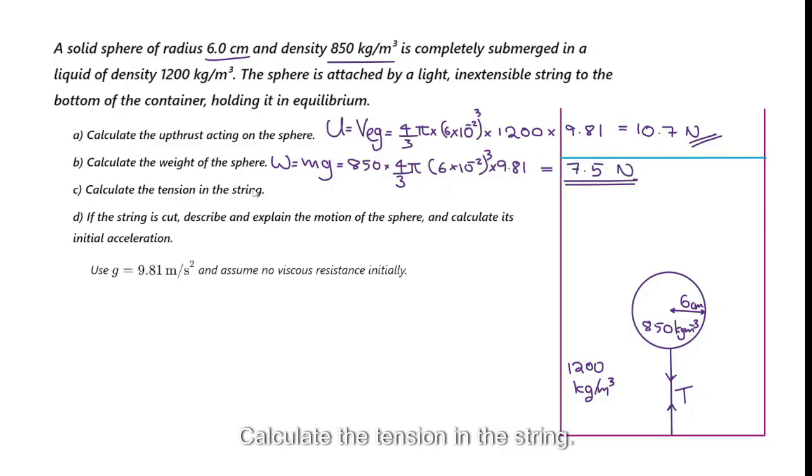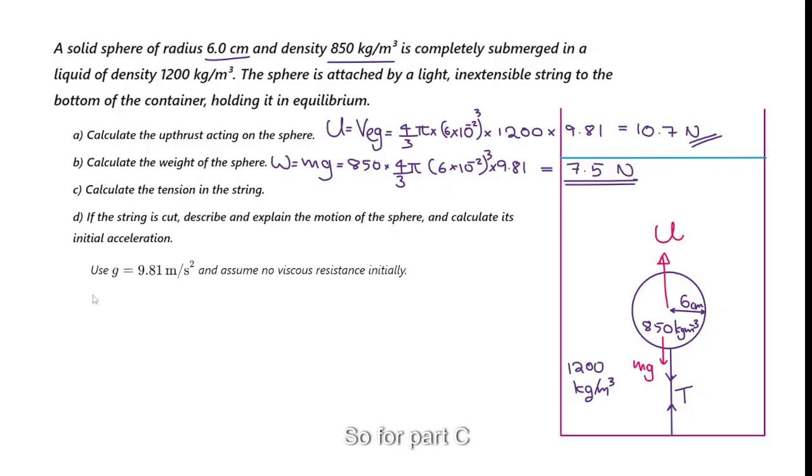Calculate the tension in the string. Now let's think about the equilibrium. Now this object is in equilibrium, meaning the resultant force on it is 0. Now let's see the forces acting on it. We know there is an upthrust acting upwards. There is tension acting downwards. Also, there is weight. Those are the only three forces.